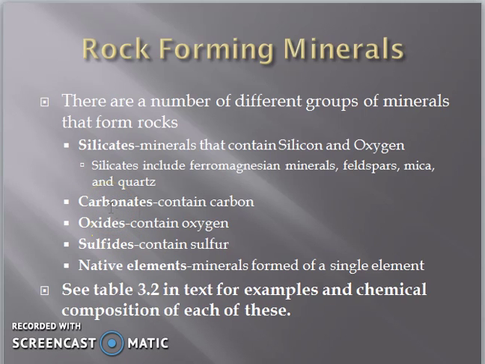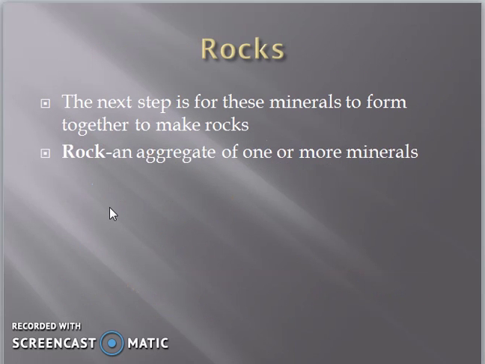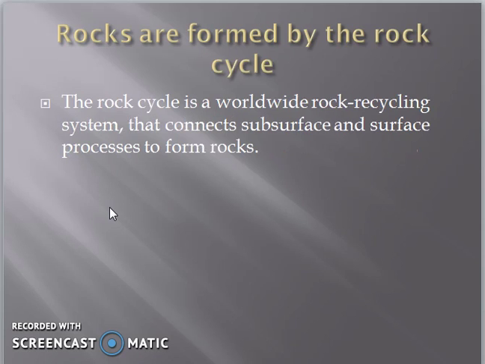All right, so just to review then, we have atoms formed together that make elements. Those different types of elements bond together to make various minerals, and the minerals are what are going to lead us to rocks. So a rock is basically just an aggregate of one or more minerals. And rocks are formed by a process that is described by the rock cycle.